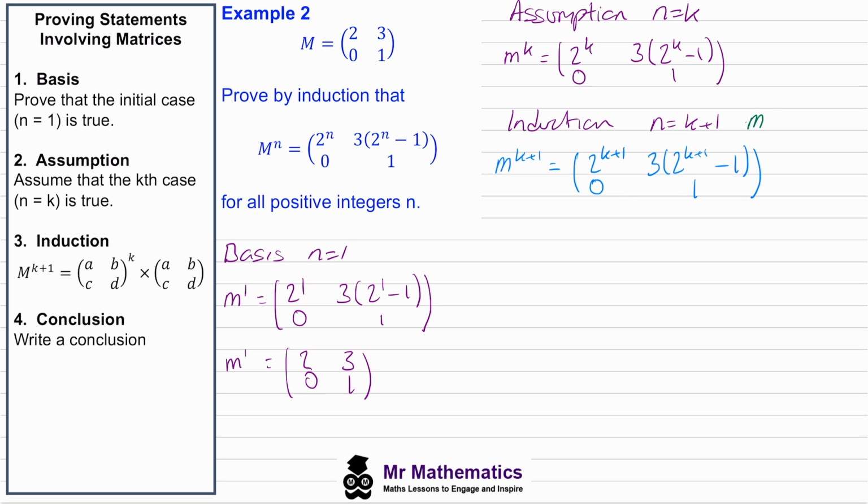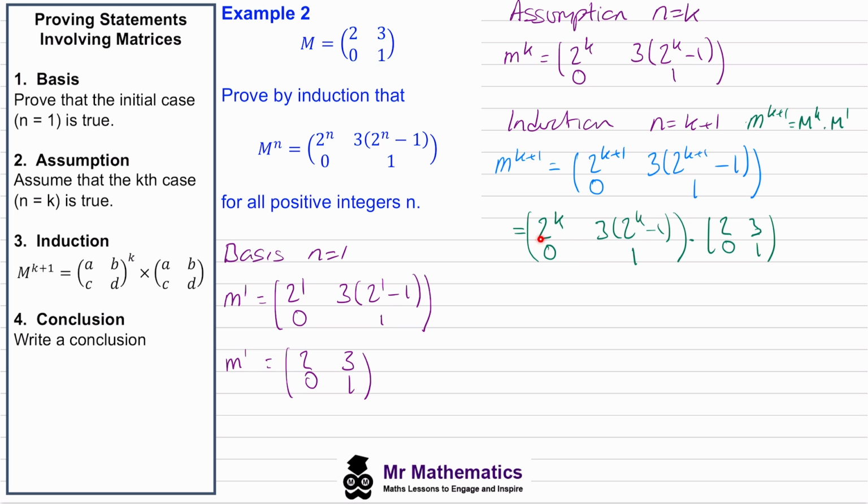So the working will follow: M to the k plus 1 will equal M to the k multiplied by M to the 1. And because these bases are the same, we can add these powers and we'll get what we're trying to show. And we can use what we've assumed here, M to the k. We can use this matrix. And then M to the 1, we can use this matrix. So we'll get M to the k multiplied by M to the 1. And now we can multiply these two matrices together.